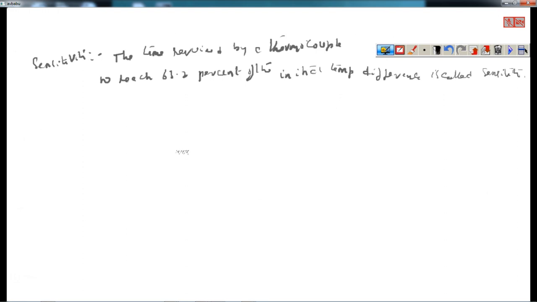Okay, right? So what is sensitivity? It is nothing but the time required by a thermocouple to reach 63.2% of the initial temperature difference. Initial temperature difference is nothing but T0 minus T infinity. Now, if I immerse a thermometer, it should quickly respond to this initial temperature difference. So how quickly it responds, based on this, I can say the thermocouple is going to be sensitive.